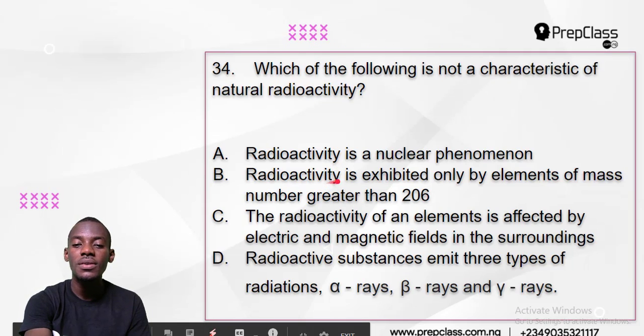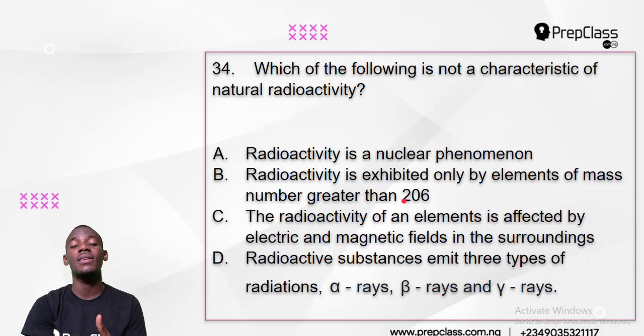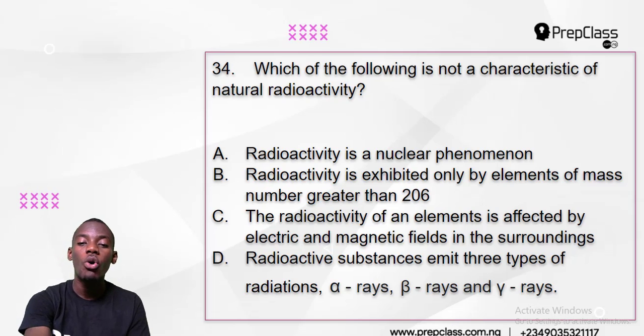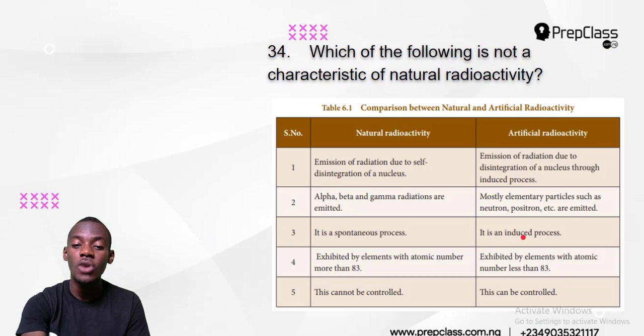The radioactivity is exhibited only by elements of mass number greater than 206. If it is more than 83, it will be more than 206, and that is also true. But the only one that is not true is that the radioactivity of an element is affected by electric and magnetic field in the surrounding. That is a big lie. So it is not affected.